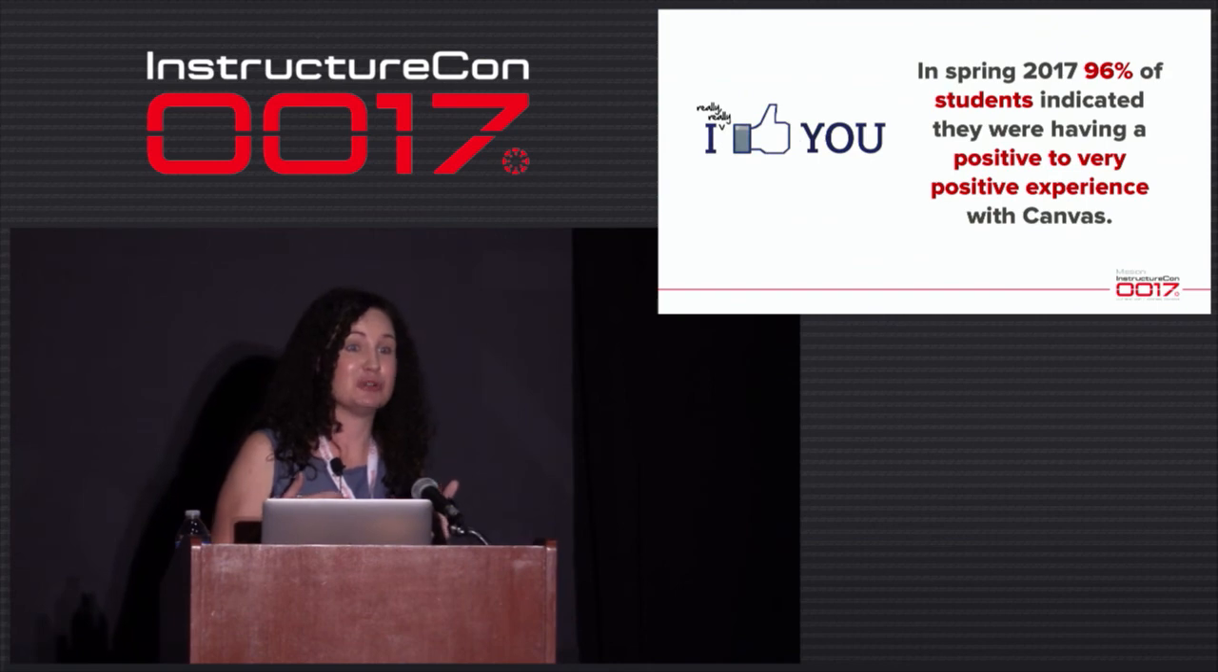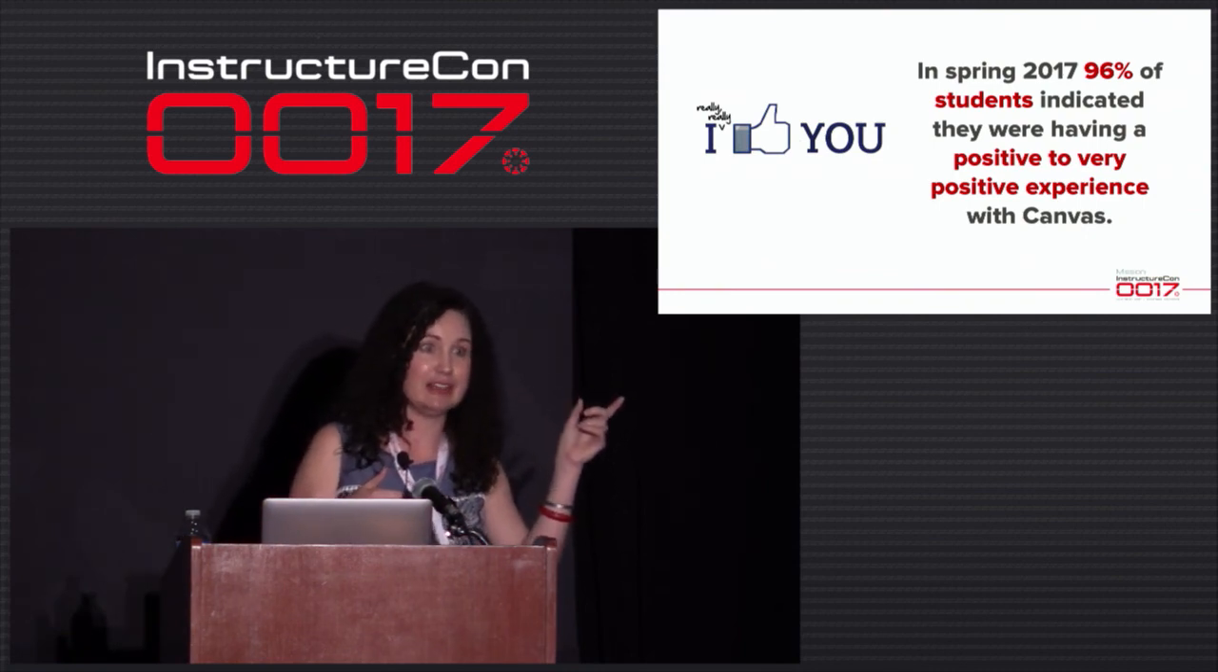Because students normally will tell you if they don't like something, right? So if students weren't liking something, my guess is when they saw that "tell me what you think of Canvas" survey link, they would have gone on there and they would have shredded me, right?